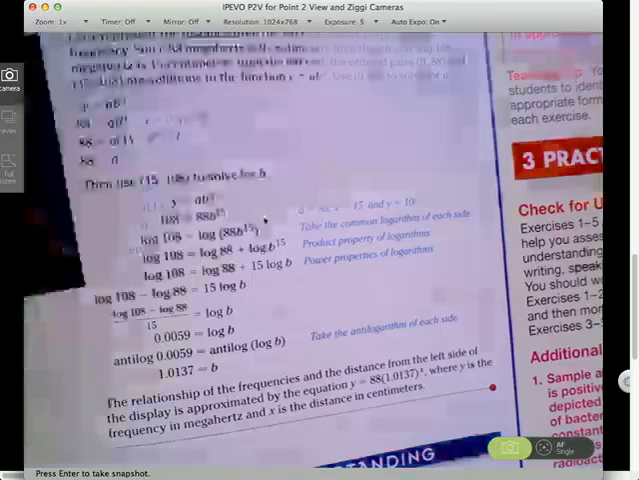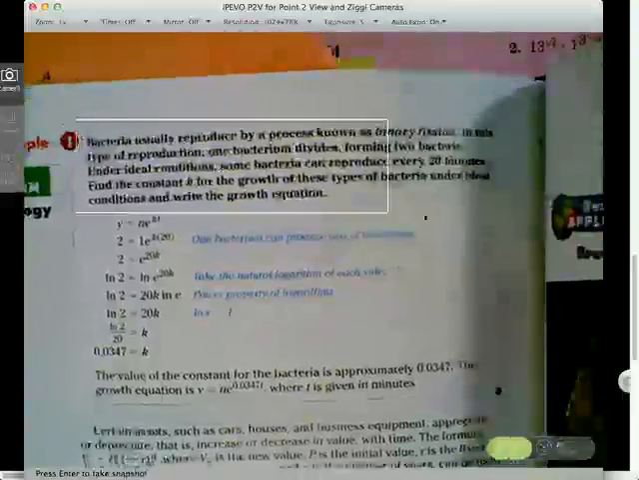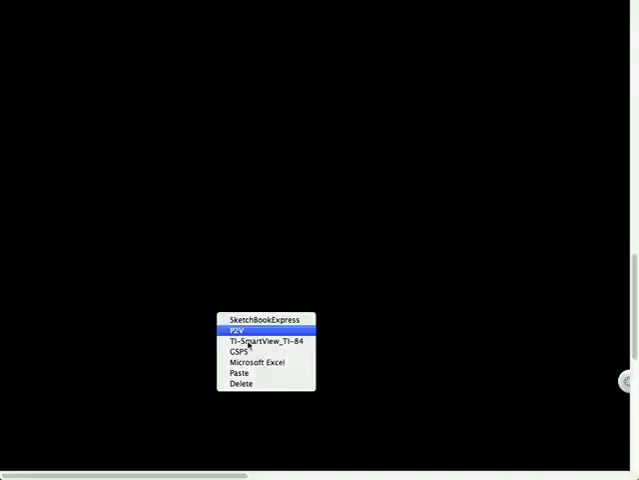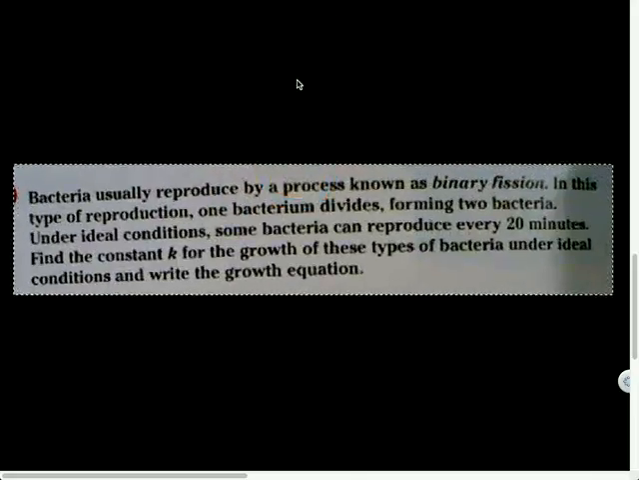I think I'll do a growth situation. Bacteria. So you don't have to write down this problem, but we'll just write down our variables. And this is what we got.